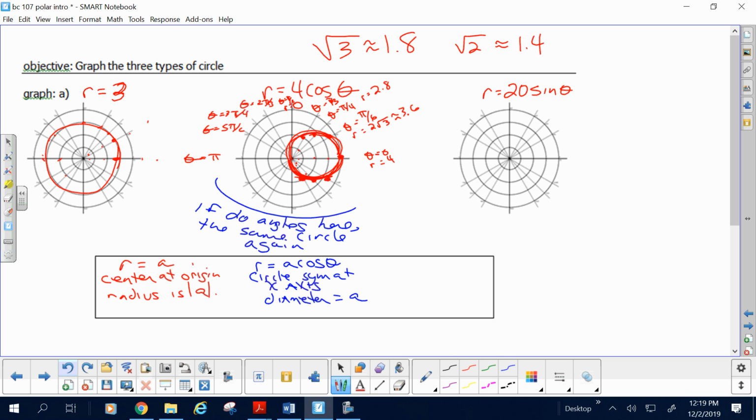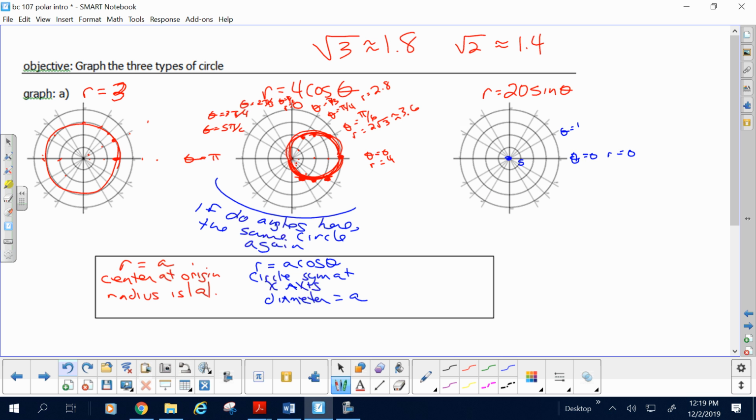By the same kind of token then, sine. Now sine is probably going to be a little different because sine and cosine behave differently. First and foremost, what's the max R I'm going to get? 20. So I probably will need to change my scale. Instead of going by ones, let's go by 5 in order to get a good size picture. Okay? So let's start at theta equals 0. When theta equals 0, R is 0. So I'm starting at the origin.